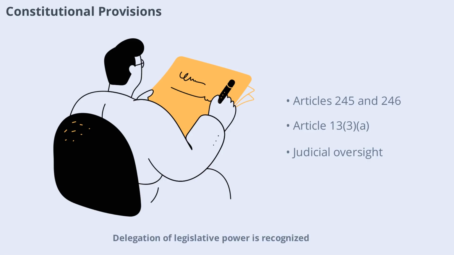Delegation of legislative power is recognized as inevitable and is not prohibited. Article 13(3)(a) clarifies that law includes rules, regulations, and notifications, which can be struck down if they violate fundamental rights. Courts have upheld the practice of delegated legislation, provided it stays within constitutional boundaries.